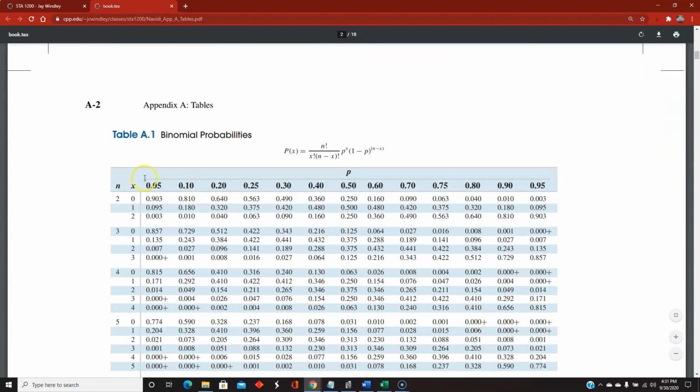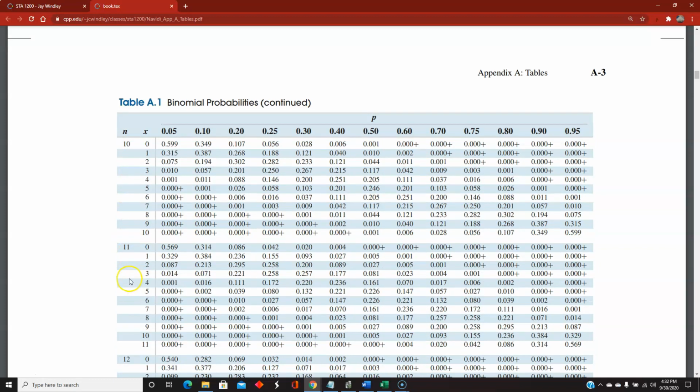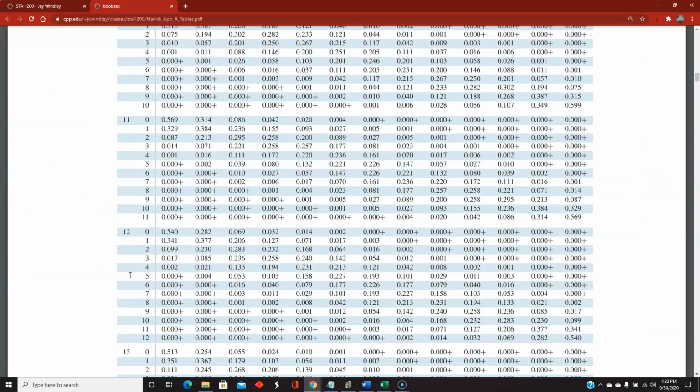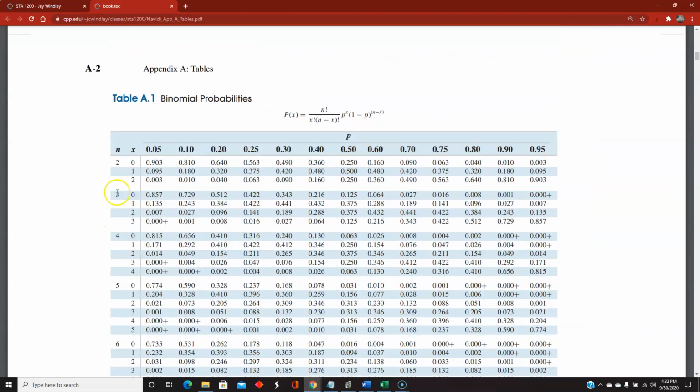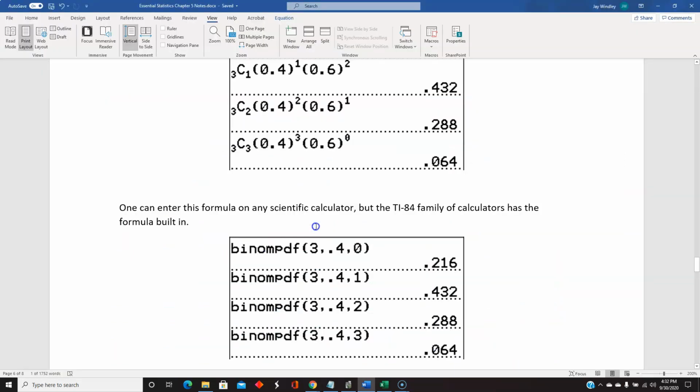To use this table, there's binomial probabilities, there's our formula, and all you have to do is find the value of n, how many trials. Notice the number of trials keeps going up. There's n equals 10, n equals 11. This table is several pages long. In our case, our n is 3. Up here, you find the probability of success, which in our coin flipping example is 0.4. You look at where this section for n equals 3 intersects with this probability of success of 0.4, and notice there's 216, 432, 288, and 064, exactly like we got off of the calculator.